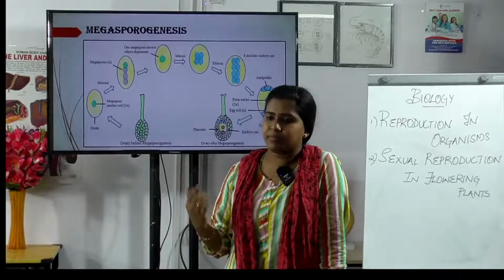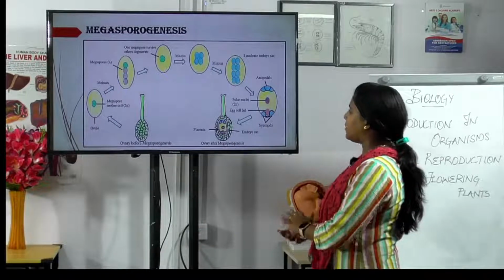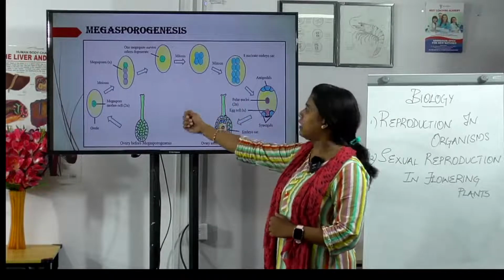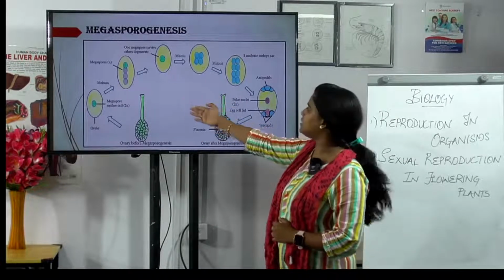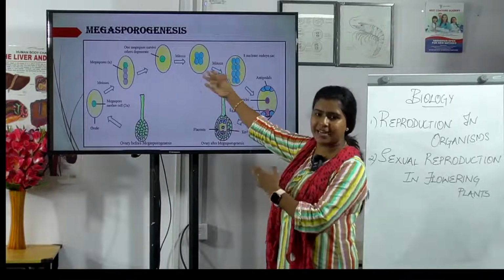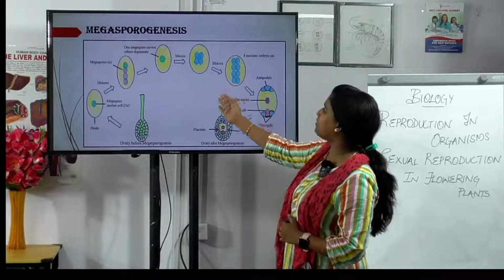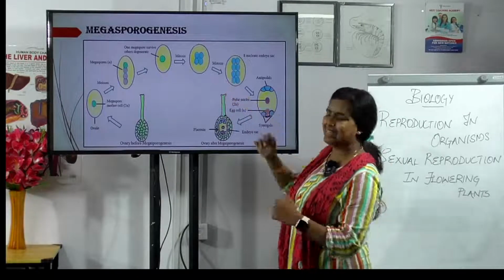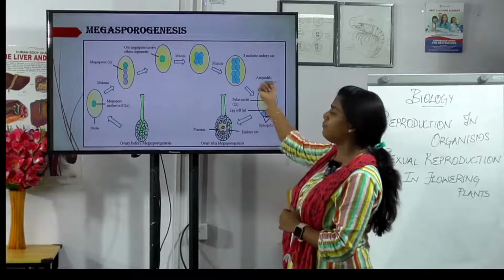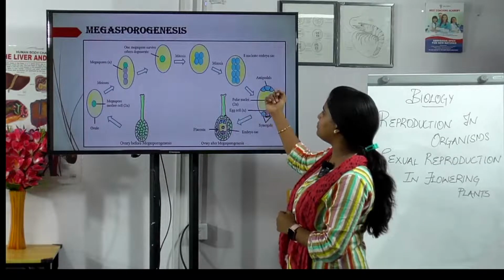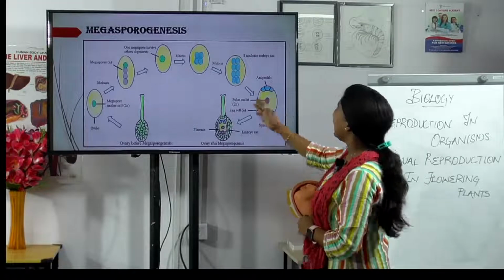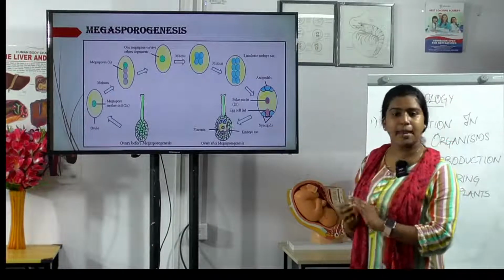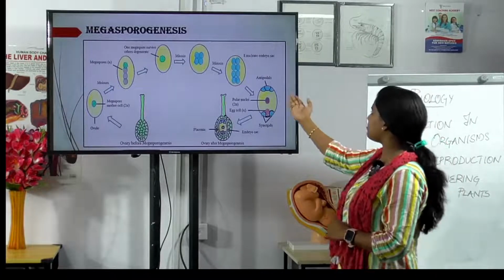Let us see what happens. First, the megaspore mother cell is present inside the ovule, and through meiosis it is divided into 4 megaspores. Later, 3 of the 4 degenerate and only 1 is left. Again it goes through mitosis and 4 nuclei are formed, and then again it undergoes mitosis and becomes an 8-nucleate embryo sac, which leads to the antipodals, which we saw in the previous slides.